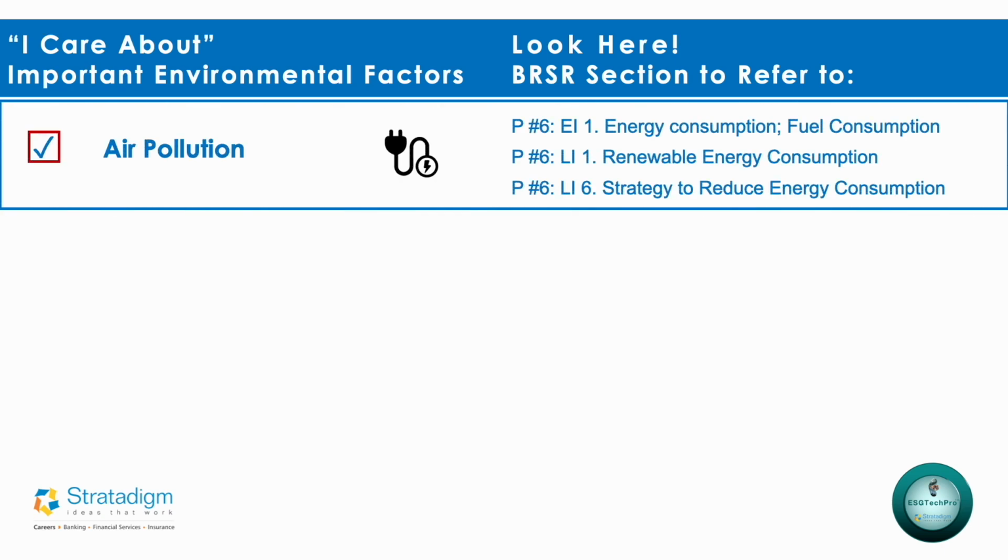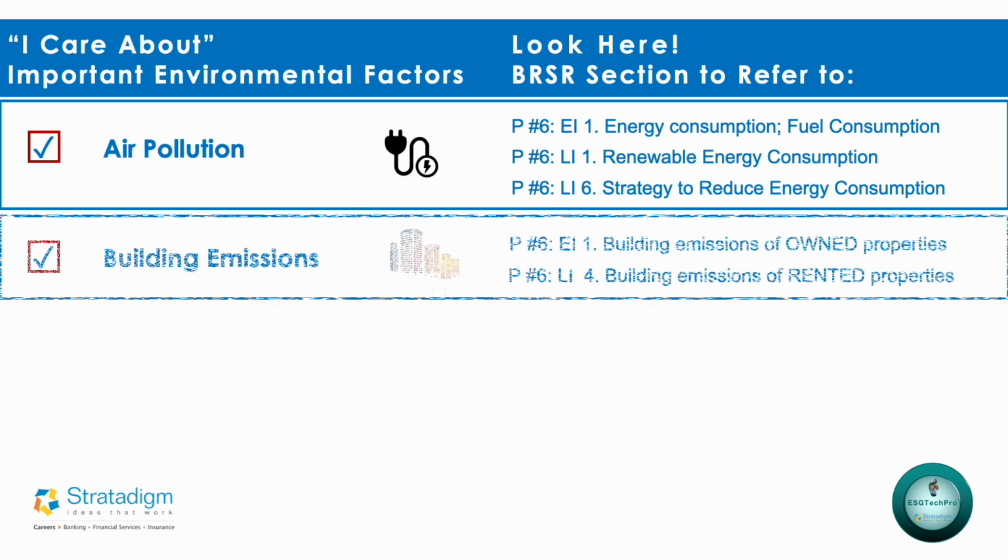So air pollution. Air pollution features in principle 6. We already looked at this in our example of how we provide cross-referencing. There is essential indicator 1 on energy and fuel consumption, leading indicator 1 on renewable energy, leading indicator 6 on whether a company has a strategy to reduce energy consumption. The next thing is building emissions. We talked about this. This is unique. This is one of the dimensions in banking. They have large numbers of buildings.